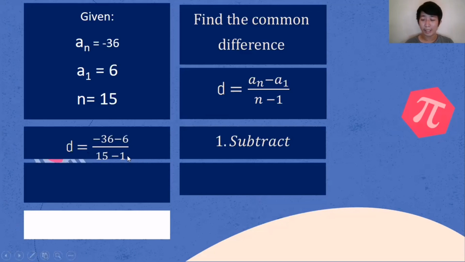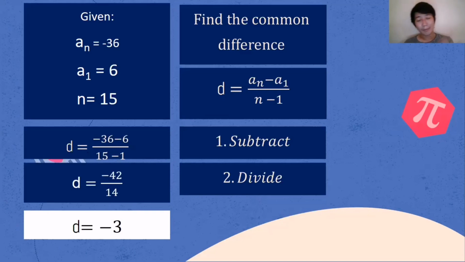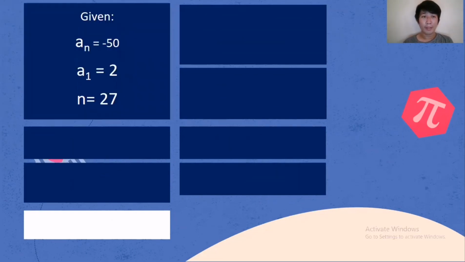15 minus 1, that is 14. So our next process will be divide. Negative 42 divided by 14, the answer is negative 3. That means our common difference is negative 3 based on the given a sub n, a sub 1, and n. Let's try to have another problem.